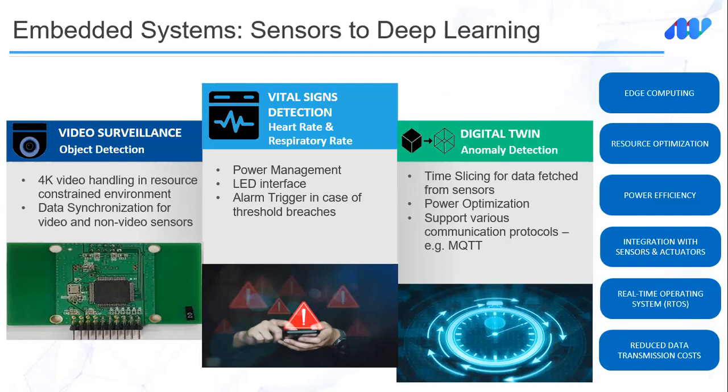For the anomaly detection use case, power optimization is an important consideration as the power budget in an industrial facility is limited. Additionally, to feed the digital twin with real-time data from multiple sensors, it is necessary to multiplex the data streams. So all the data fetched from the sensors needs to be time sliced. Finally, the data has to be streamed to the server or the cloud. So, messaging protocols such as MQTT have to be employed.